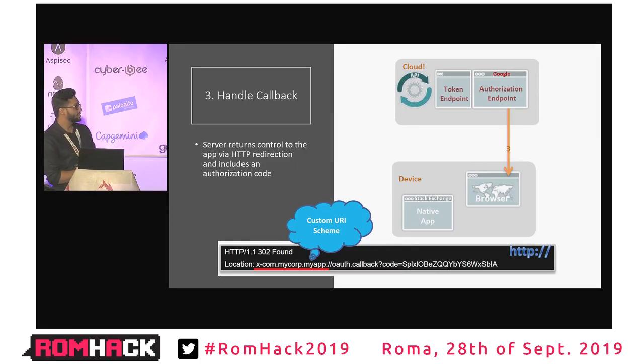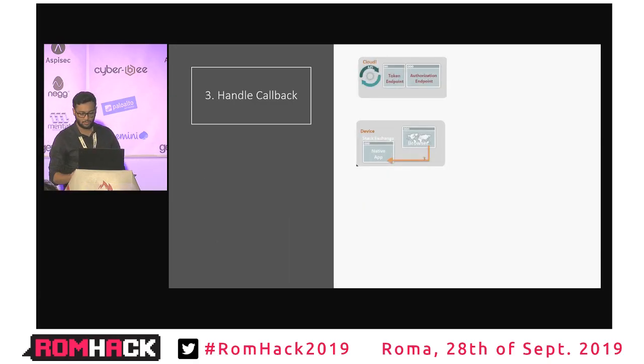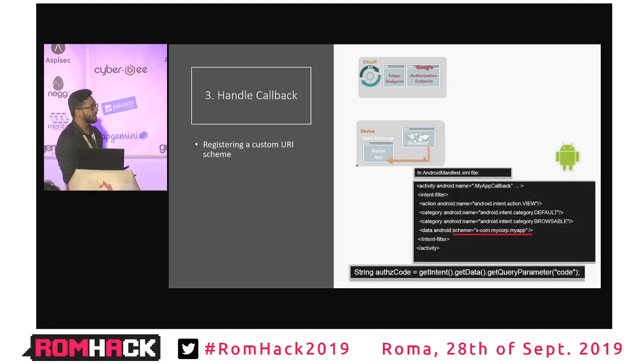And generally how apps do it is that they use something known as custom URI schemes. So here you will see that the scheme is x com.mycorp.myapp. And this custom URI scheme is registered by the native application on the device. So the browser knows that if any response is coming for this URI scheme, it needs to go to this particular native application. And this is how you register custom URI schemes. They're registered in the Android manifest file, like so.